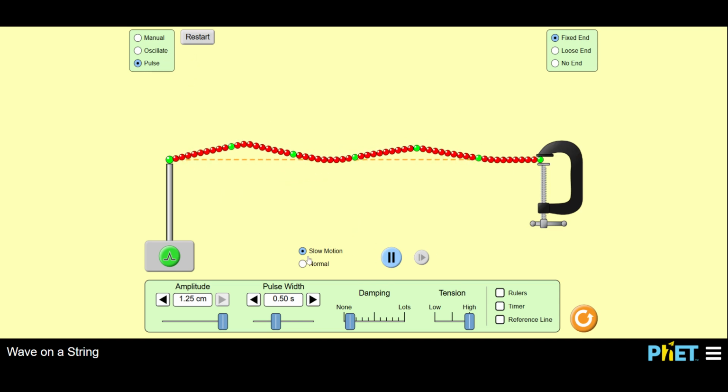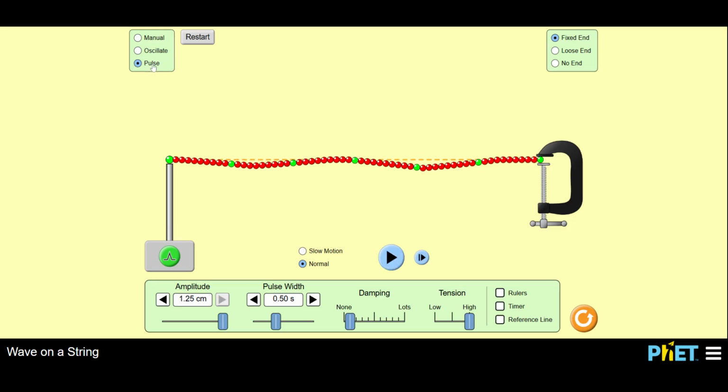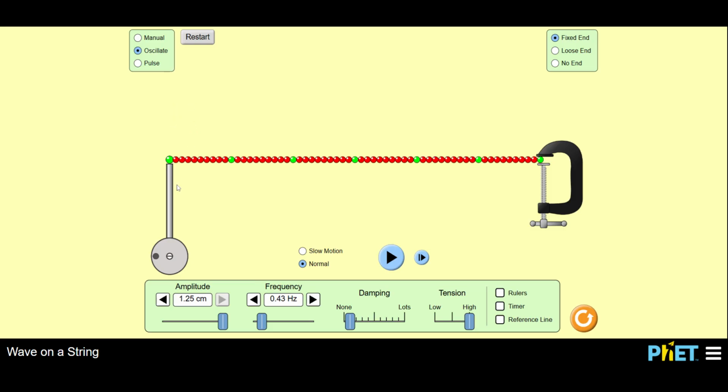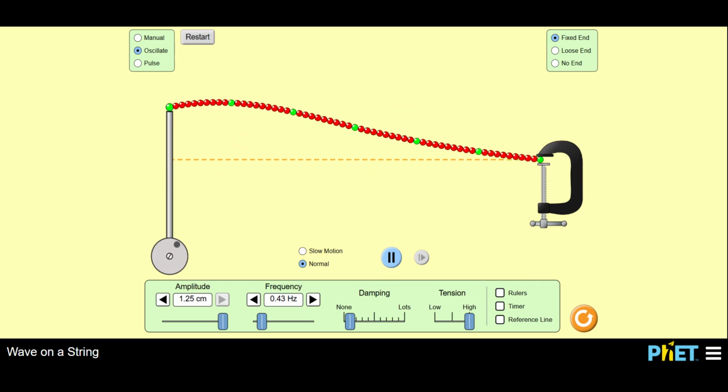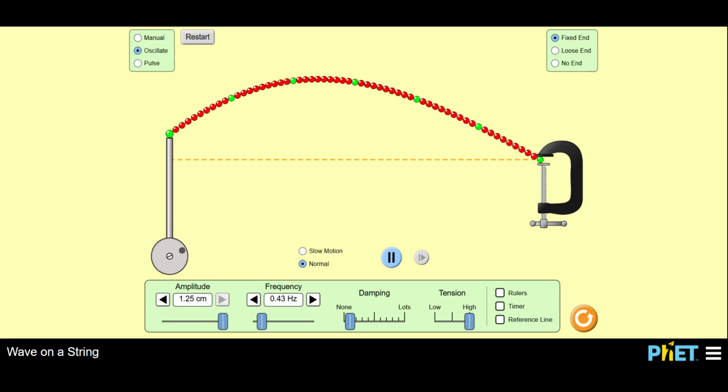So if I set this to oscillate and send a continuous wave of positive and negative peaks through this string, when they get to the other end, they're going to reflect and they're going to cancel the opposite peaks coming the other way. And if I set this just right, I should be able to create something called a standing wave. And there we have a standing wave.